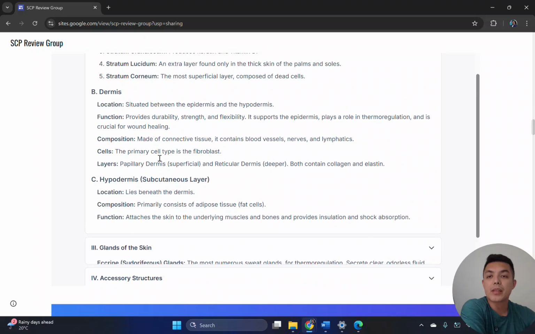Next is the dermis. This is situated between the epidermis and the hypodermis, and its function is to provide durability, strength, and flexibility. It supports the epidermis, plays a role in thermoregulation, and is crucial for wound healing. In its composition, it's made of connective tissue and contains blood vessels, nerves, and lymphatics. The primary cell there is the fibroblast. And next are the layers: the papillary dermis, which is the superficial layer, and the reticular dermis, which is the deeper layer. Both contain collagen and elastin.